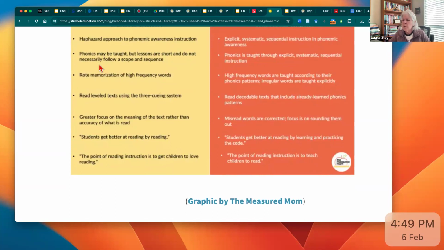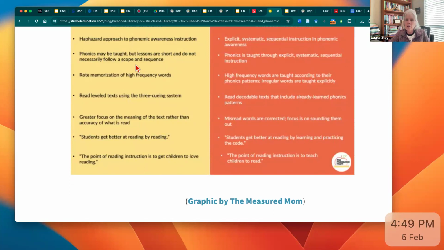Here it says phonics may be taught, but lessons are short and do not necessarily follow a scope and sequence. Well, I would argue with that and say that it depends on your school district. I worked for a school district where I was a curriculum writer, and our job was to create the scope and sequence. Sequence meaning something follows an order, one lesson after another, and one draws from the other. But I will argue that there are some districts where that doesn't exist. I will argue that scope and sequence is something that is decided by the district.